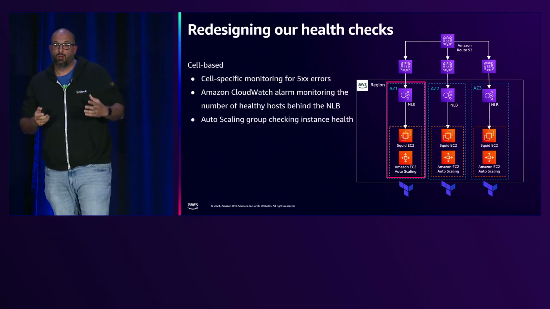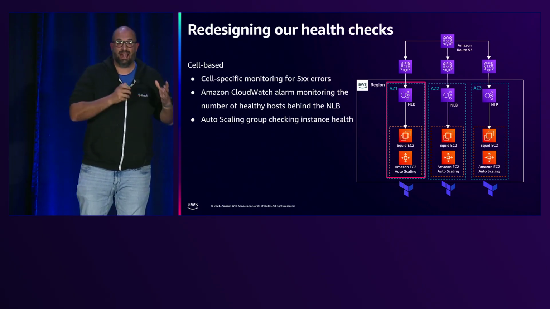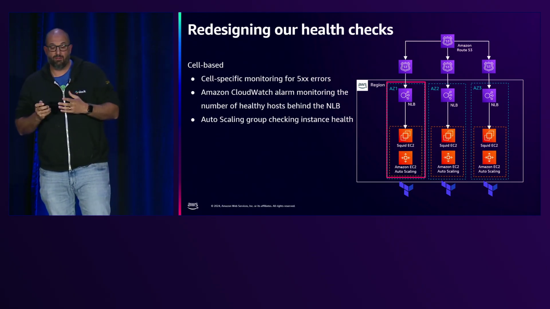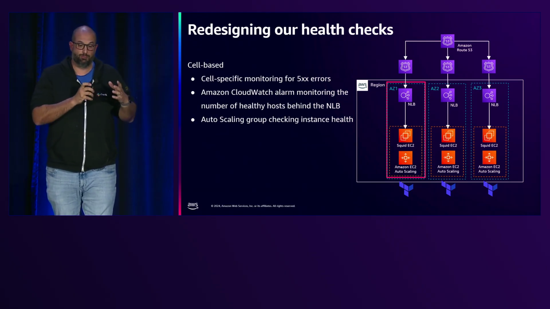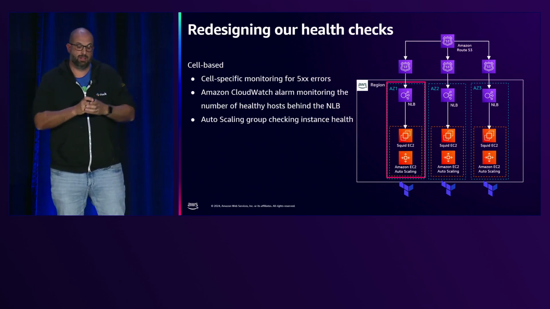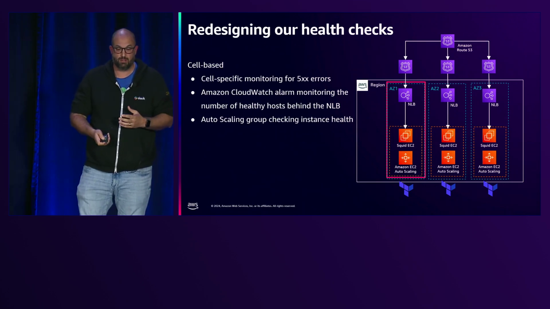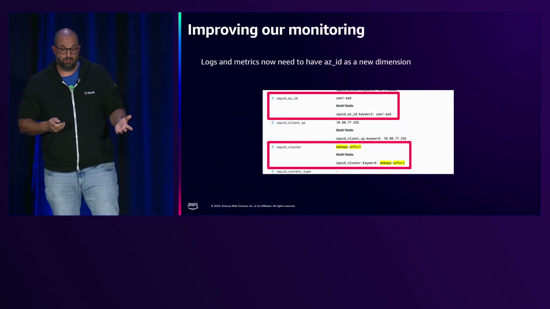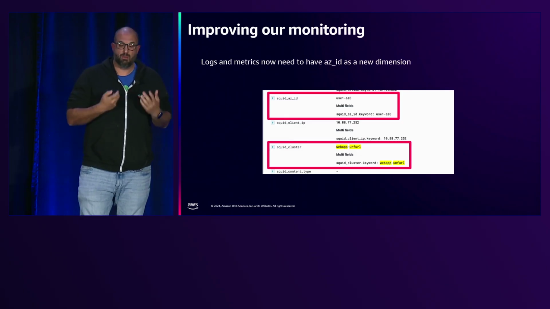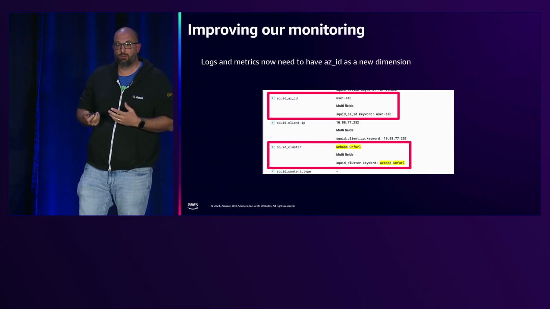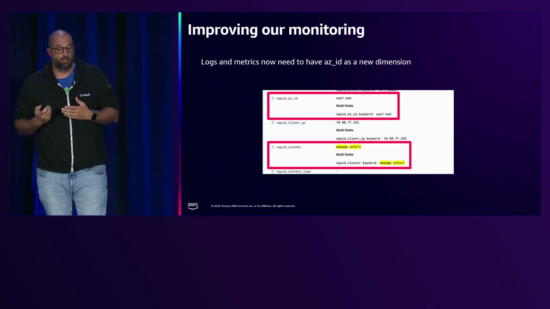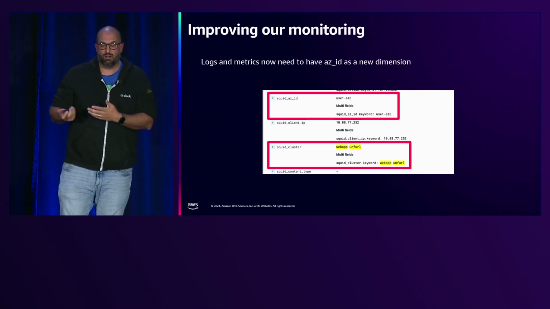At the cell level, we have the exact same alerts and dashboards configured. However, they are scoped to be only for a local cell, as opposed to spanning across all cells. Now, for us to achieve that, we had to go through and update all our logs and metrics that we emitted to add a new dimension of AZ ID, or in our case, cell ID.